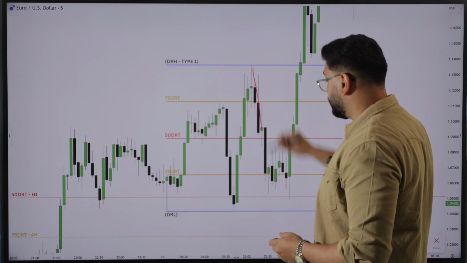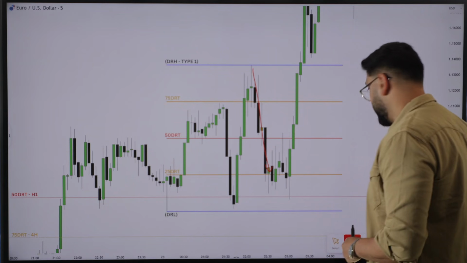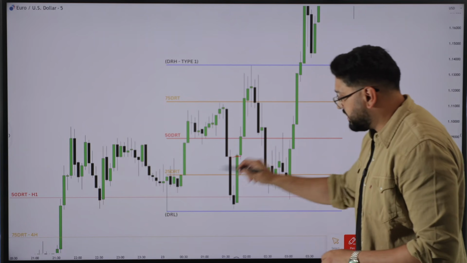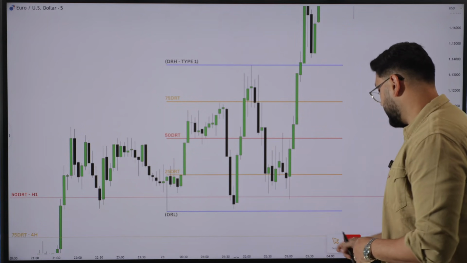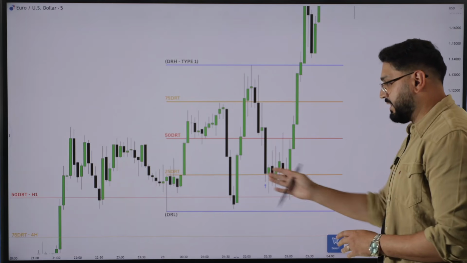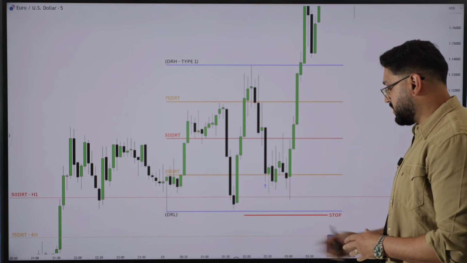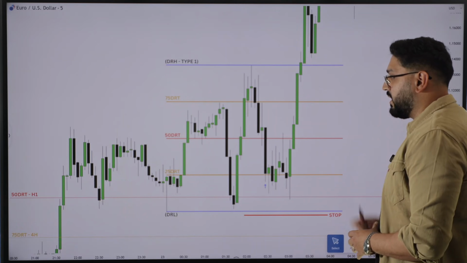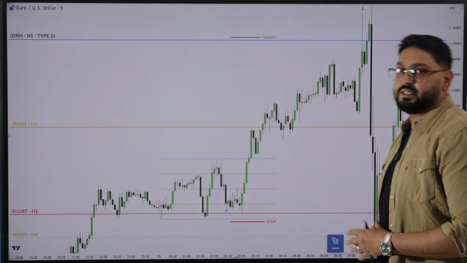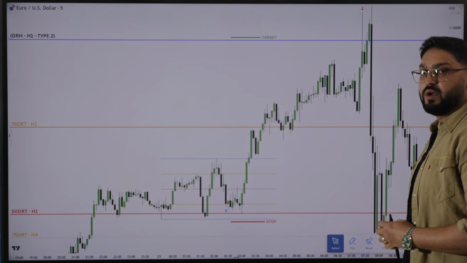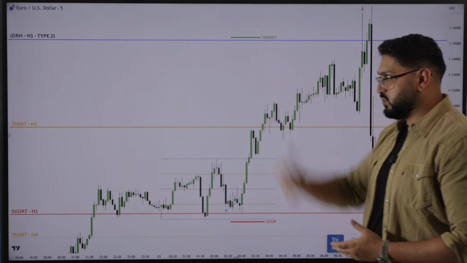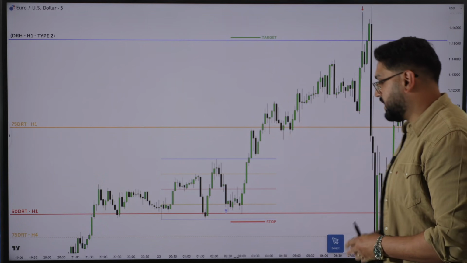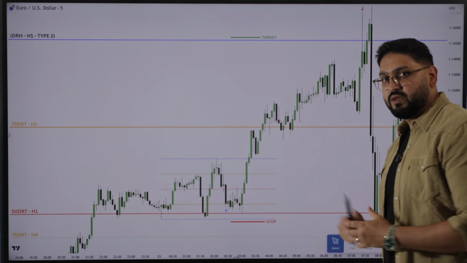I then anticipated price to drop lower, back below equilibrium, and I noticed that we had this balanced price range that overlapped with that 25 DRT level. I took an entry over here at that 25 DRT level. My stop was below the dealing range low, and I was targeting the hourly type 2 dealing range high. Notice I got out above that high. Now, I didn't need it to go to the type 2 4-hour dealing range high because this was a low, easy objective for me, and as you can see, the risk to reward on this trade was very nice.